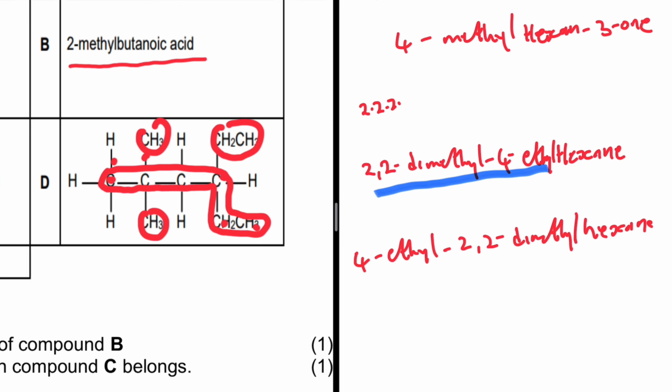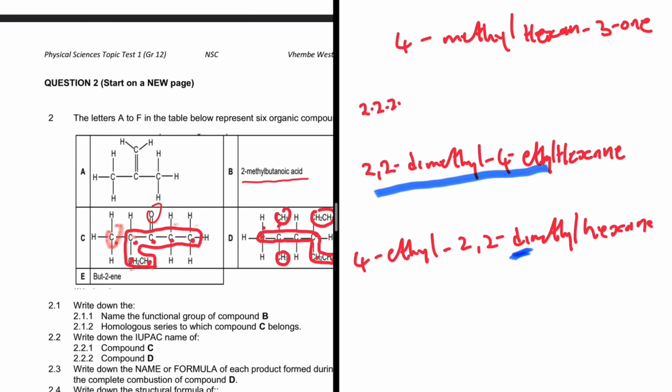We don't care about the di, right? We don't care about the di. Right, so don't think that I'm being too strict. You will get penalized if you don't write the IUPAC name in alphabetical order. Right, this is not a matter of preference, it's a must. We're supposed to write it like this. But anyway, let's carry on.